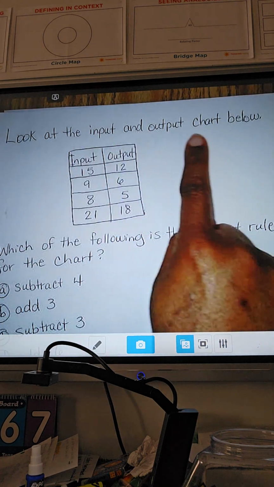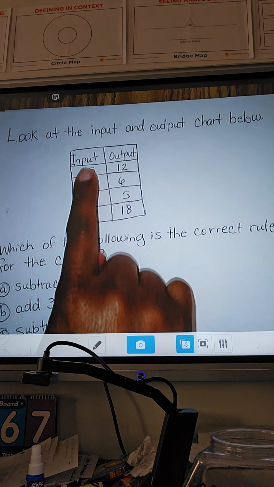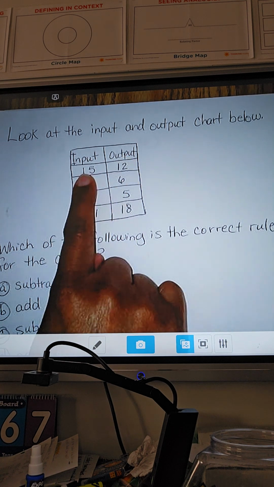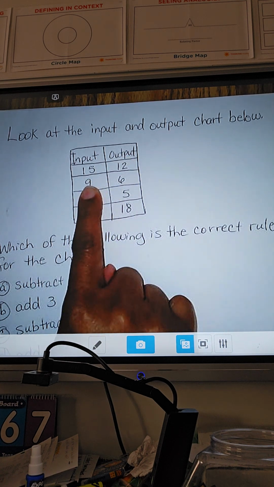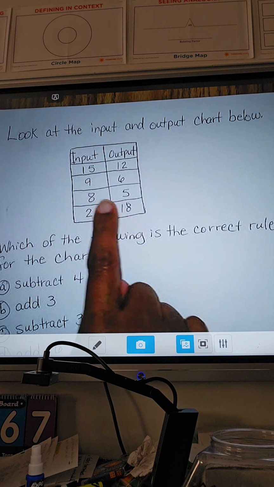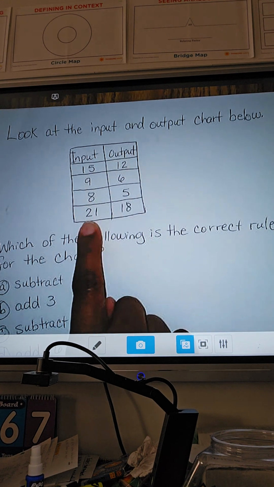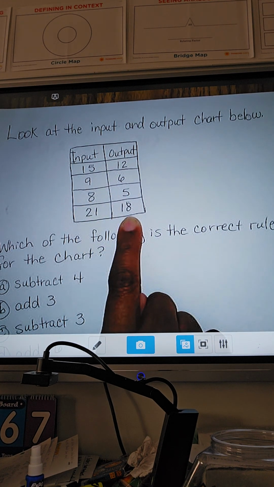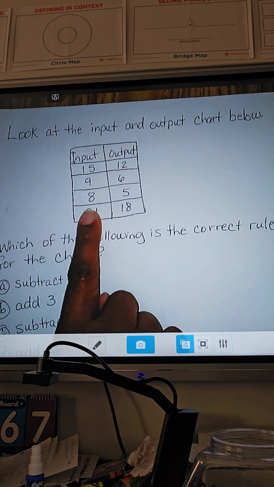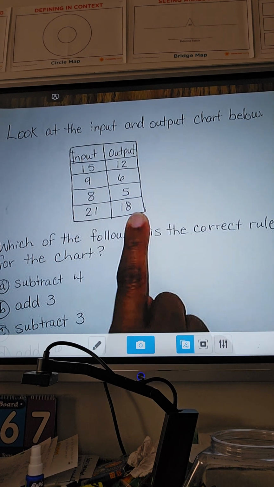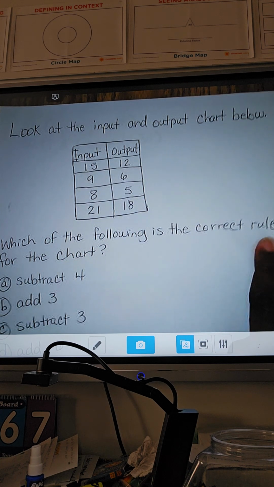Look at the input-output chart below. Input 15, output 12. Input 9, output 9. Input 8, output 5. Input 21, output 18. Okay, so in other words, I start with this number and I end with this number. Which of the following is the correct rule for the chart?